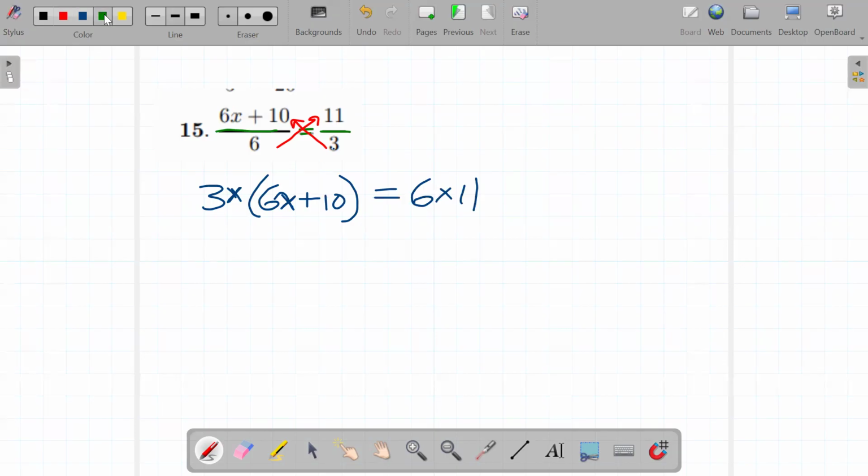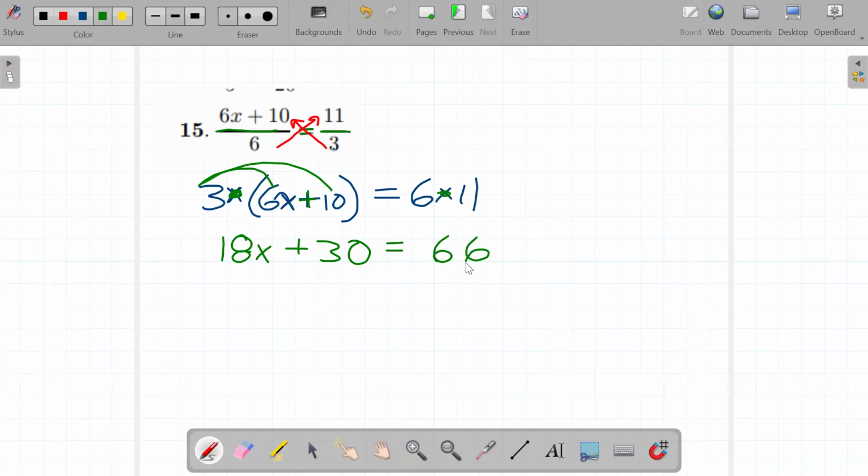On the left side, when you have a multiple and a sum, you have to do what's called distribute. Both pieces need to be multiplied. So 3 times 6 is 18, so I'm going to have 18 times x plus 3 times 10 is 30. On the other side, 6 times 11 is 66.